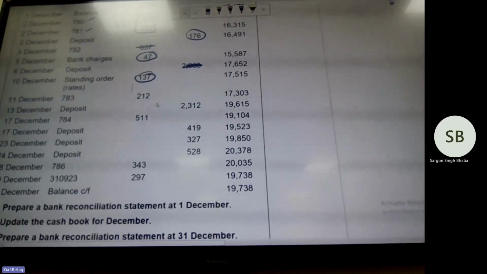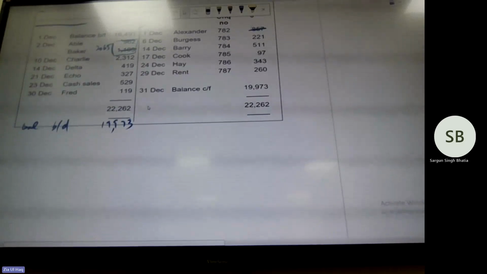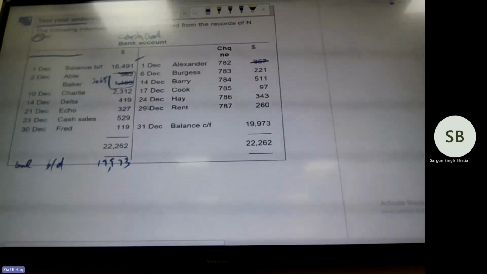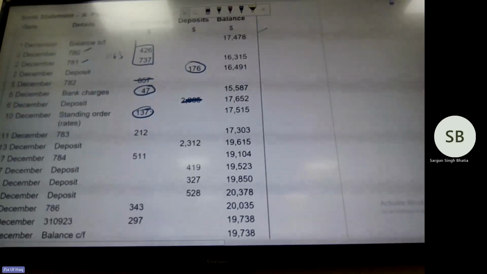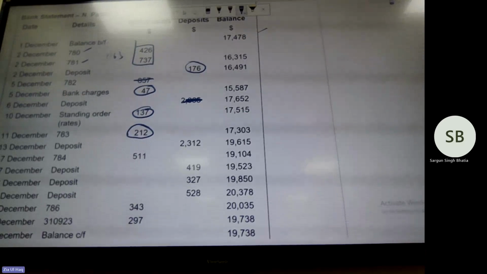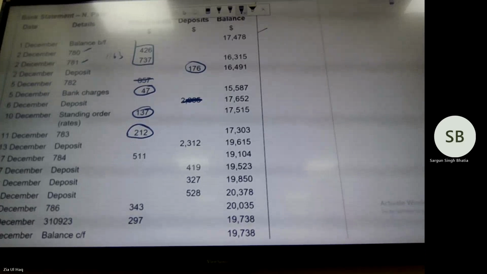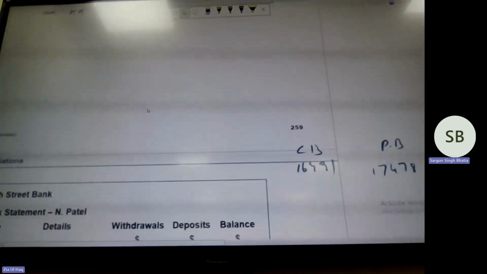Then 212 withdrawal 783. Here 783 is showing 221, the check number 783, but here 783 is showing 212. What's the difference? 9. Yes, sir, the difference is 9.